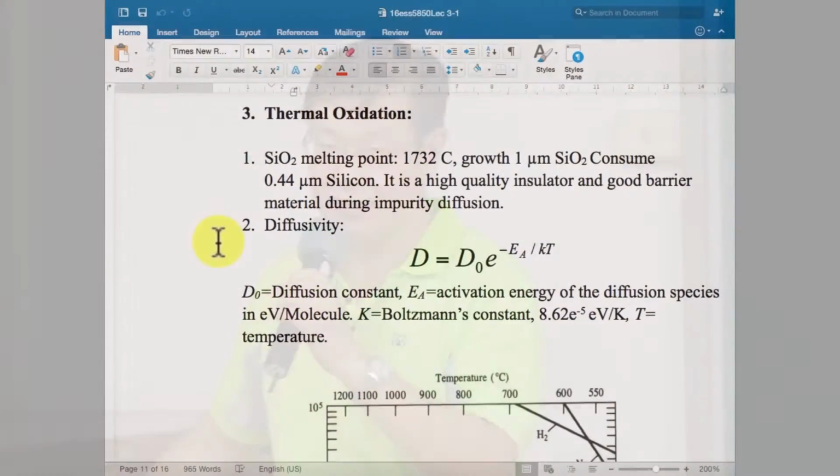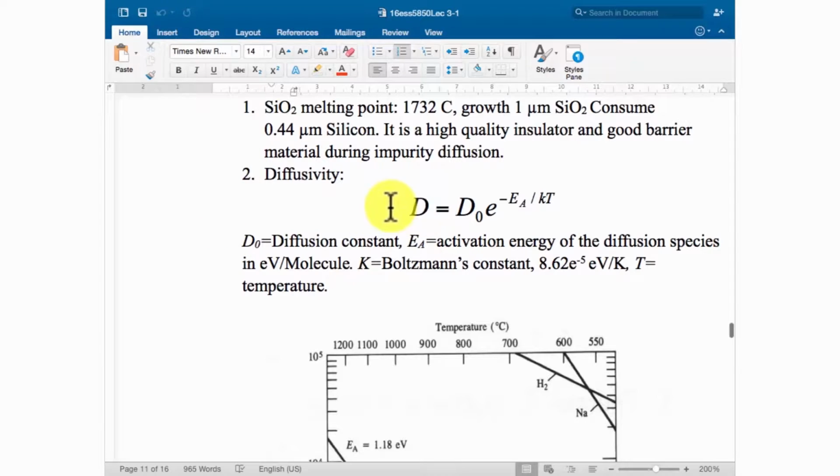Okay. Talking about thermal oxidation, it will go through the diffusion process. You need to diffuse the oxidant onto the surface to react with the silicon, then form silicon dioxide at high temperature. So for the diffusion process, the diffusivity is important. So we need to consider the diffusivity of different gases. The diffusivity is defined by this equation, exponential of the activation energy over temperature. Okay, and this is a diffusion constant here.